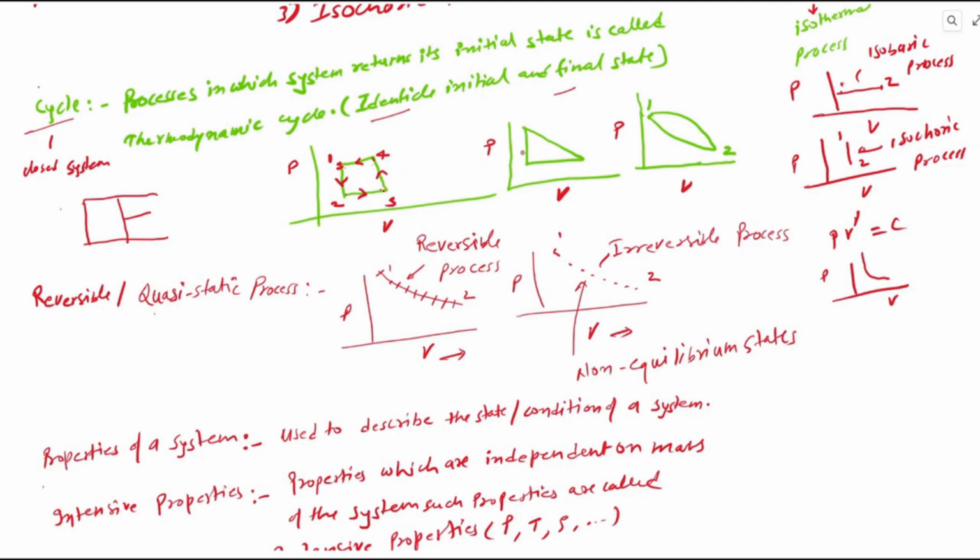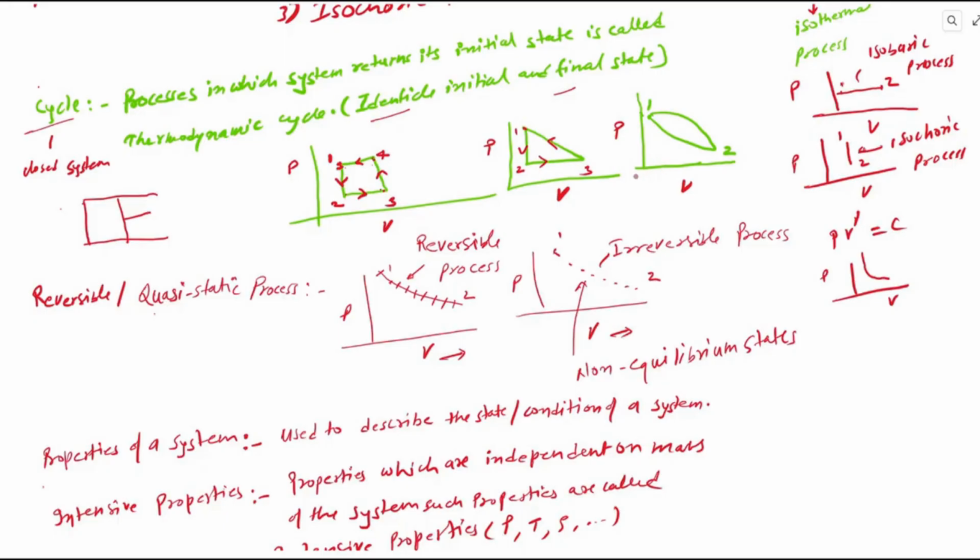Similarly, here this is also a cyclic process. We reach from state 1 to 2, right? Then process 2 to 3, and then again 3 to 1, we reach the initial state at 1. So this is also a cyclic process, right?